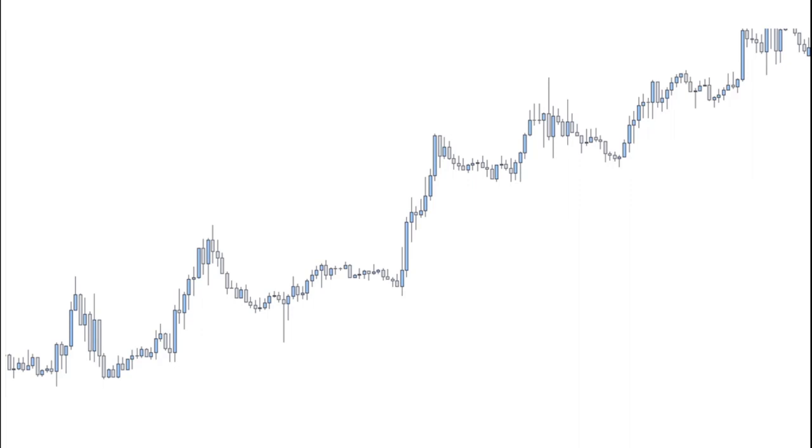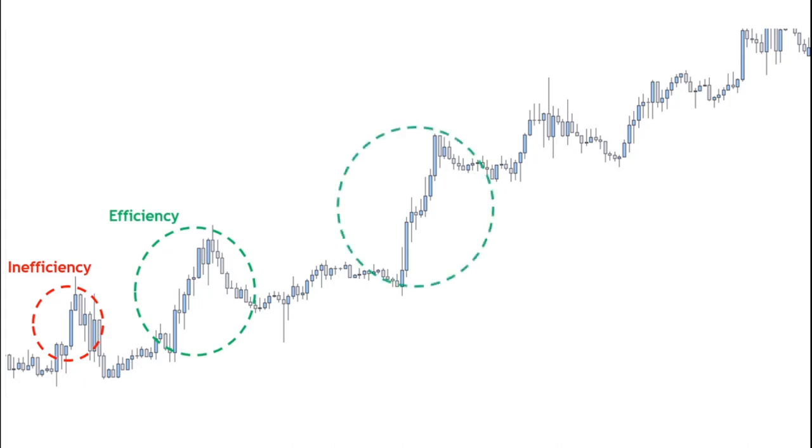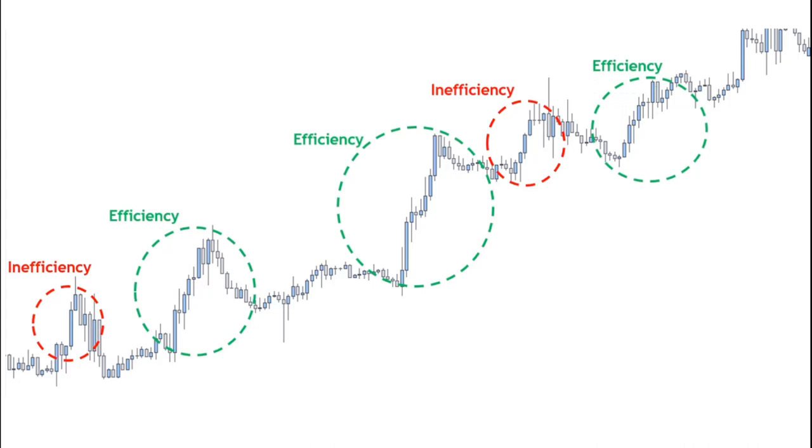As you can see here, there is a gap between the bullish candles, which we consider as the inefficiency. Here, in this bullish move, there is no gap between the candles, so we consider it as the efficiency. Again, we have the efficiency, because the gaps between the candles are filled by the wicks. But here, we have the inefficiency, because of the gaps between the candles. And at the end, there is no gap between the bullish candles, so we consider this move as the efficiency.